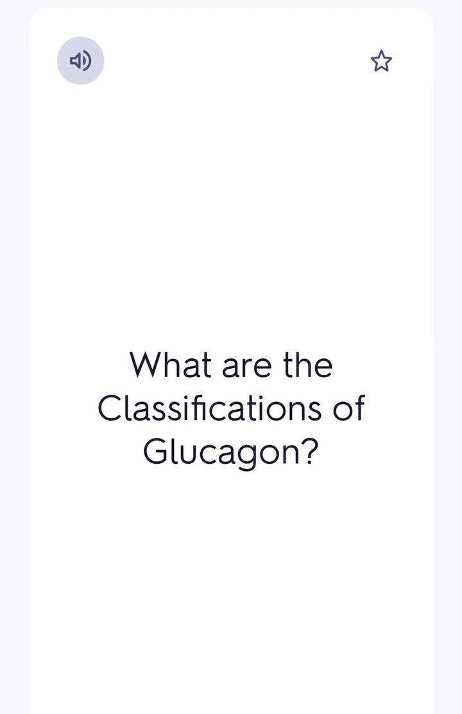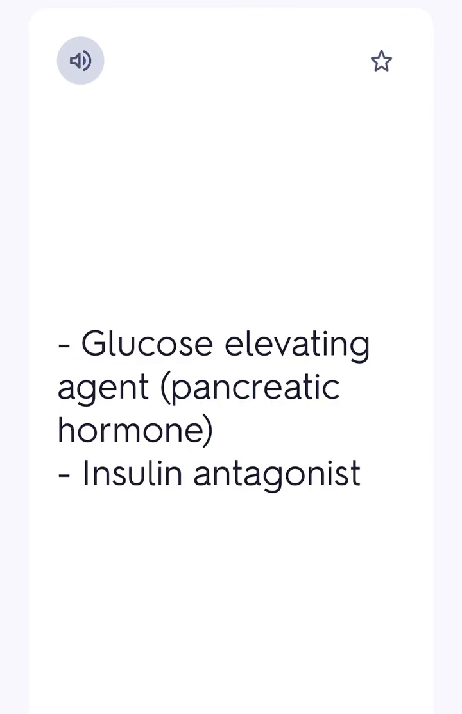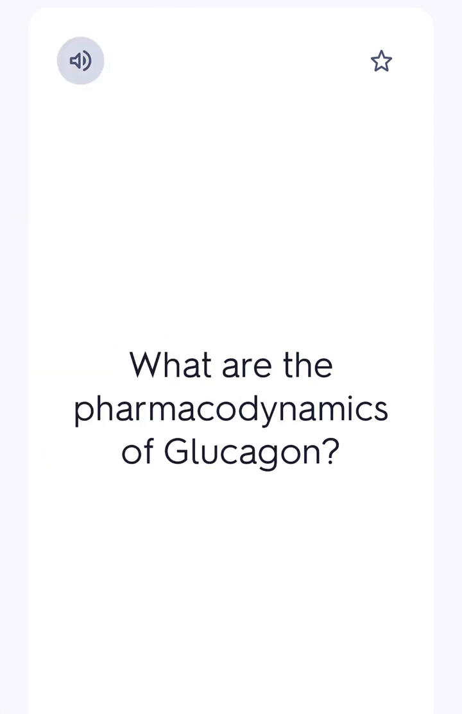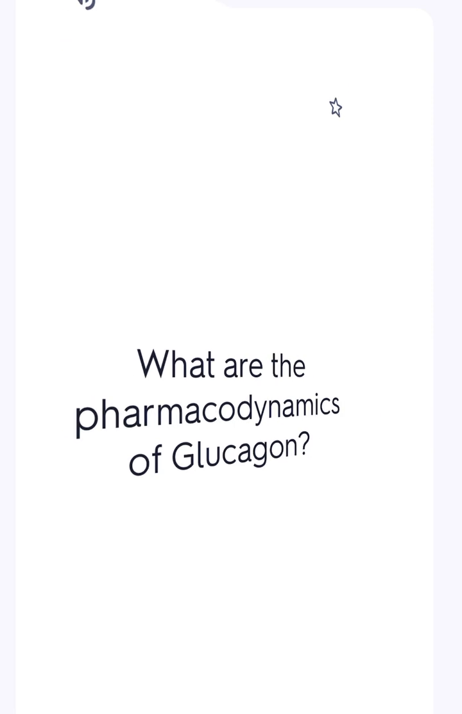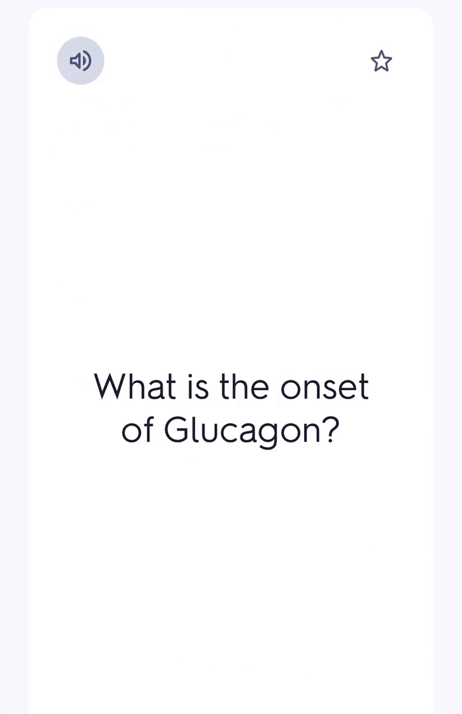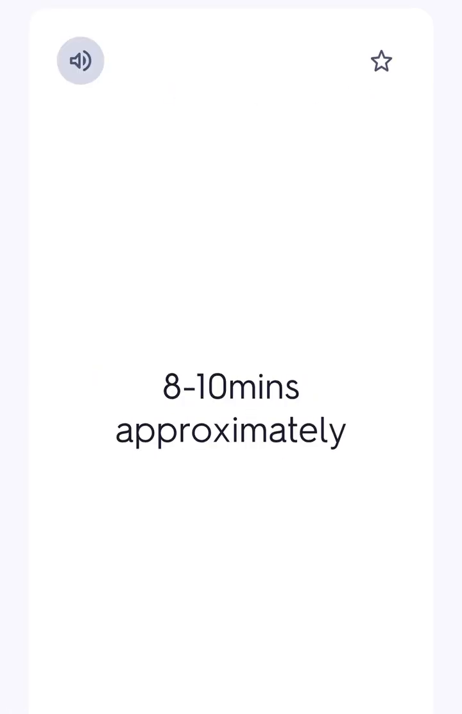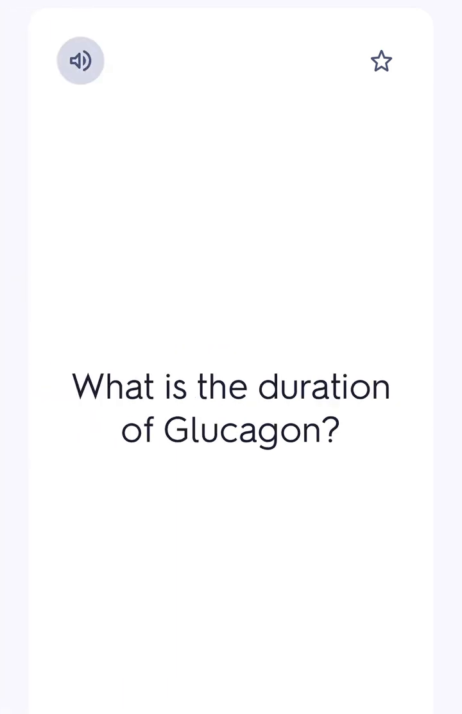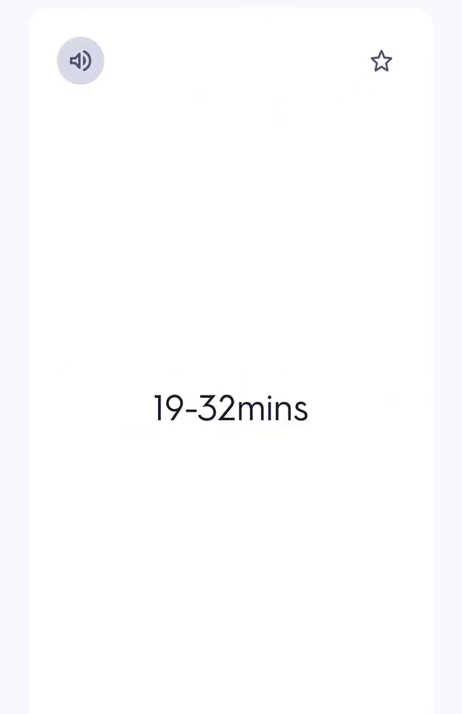What are the classifications of glucagon? Glucose elevating agent, insulin antagonist. What are the pharmacodynamics of glucagon? What is the onset of glucagon? 8 to 10 minutes approximately. What is the duration of glucagon? 19 to 32 minutes.